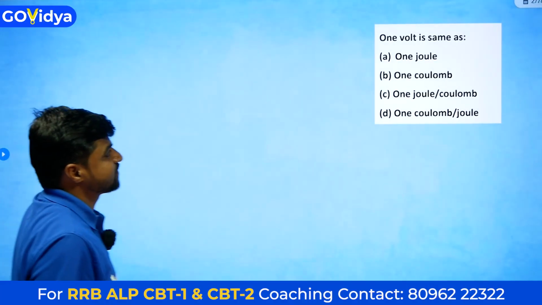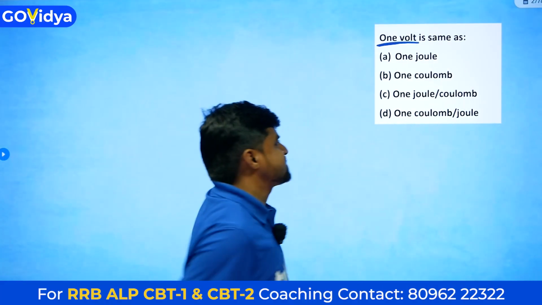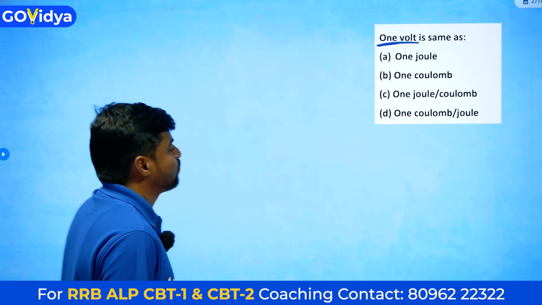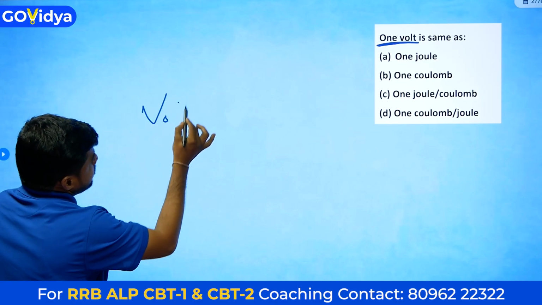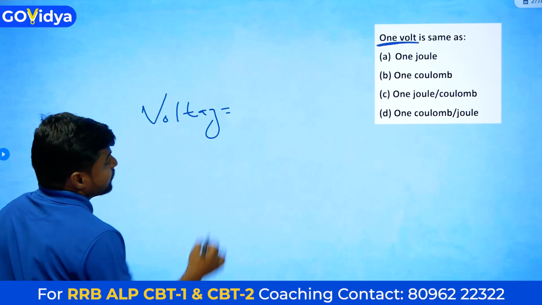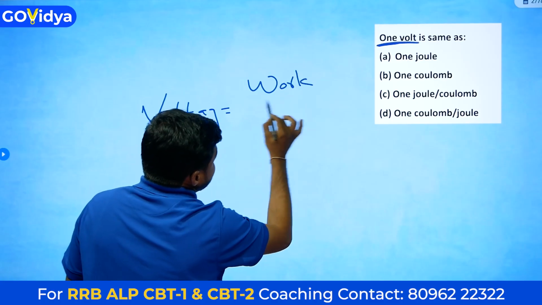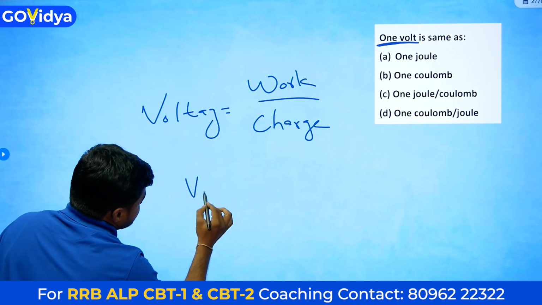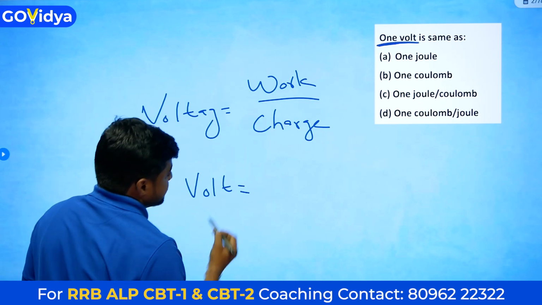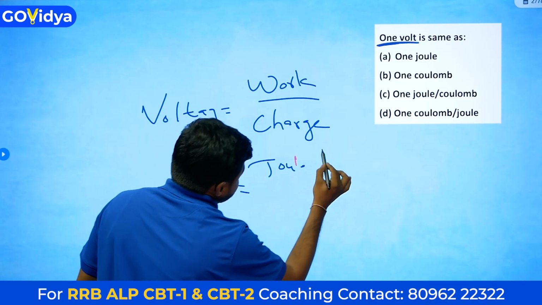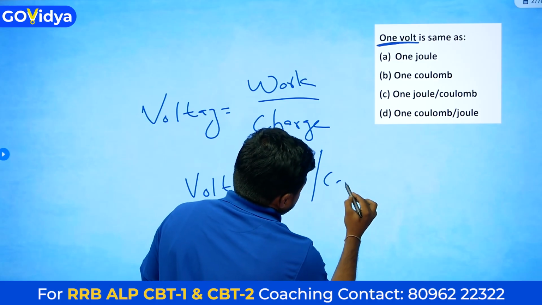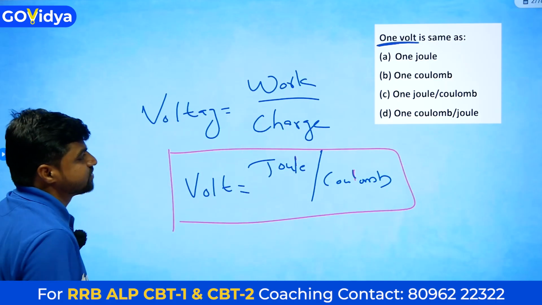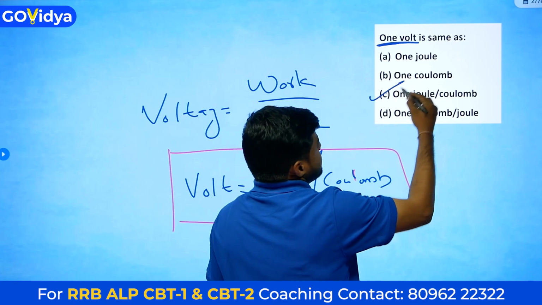Okay, first question: 1 volt is same as 1 joule per coulomb or 1 coulomb per joule. Voltage is equal to work by charge. The unit of voltage is volt, the unit of work is joule, the unit of charge is coulomb. So 1 volt is equal to joule per coulomb. Option C is the correct answer.